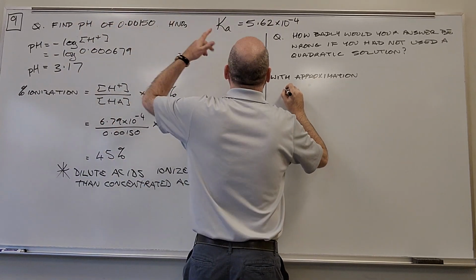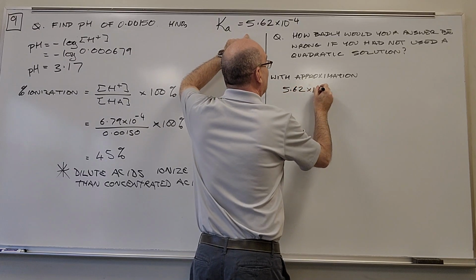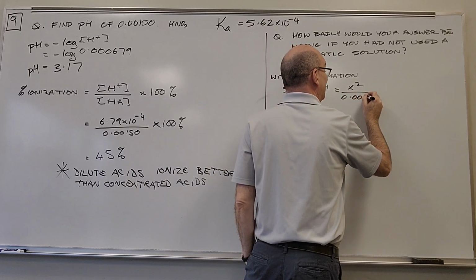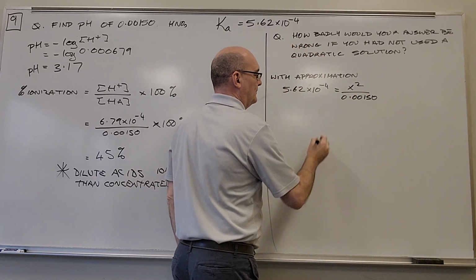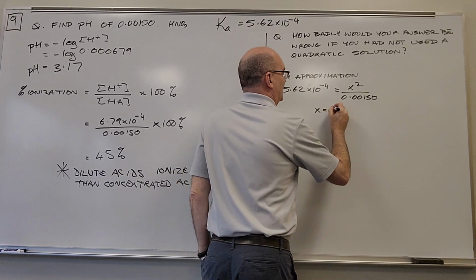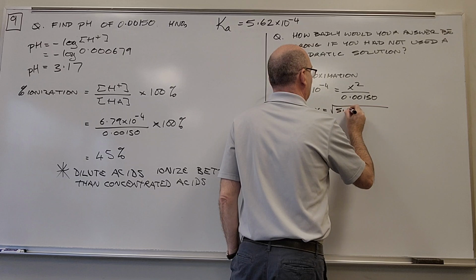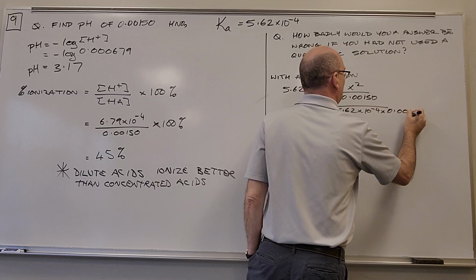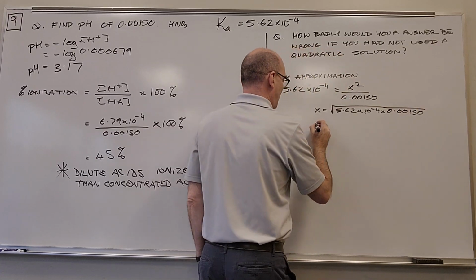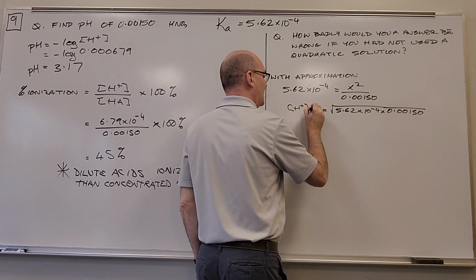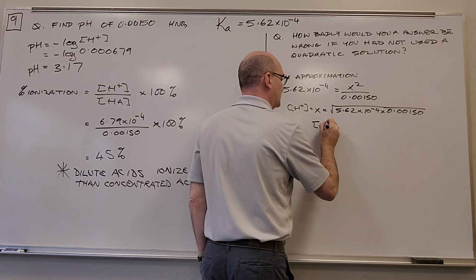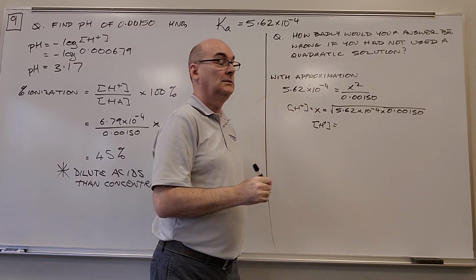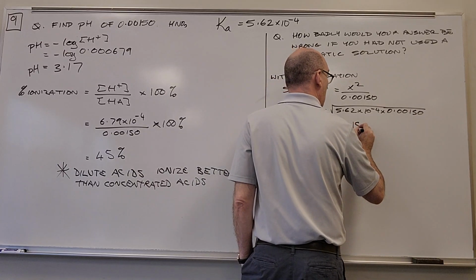Ka, 5.62 times 10 to the negative 4, is x squared over 0.0015. So x is the root of 5.62 times 10 to the negative 4 multiplied by 0.0015. And x in our question represents H plus. I got 9.18 times 10 to the -4.